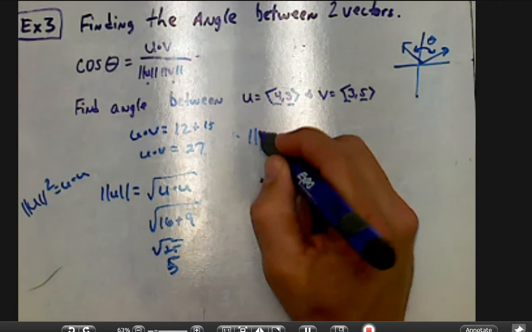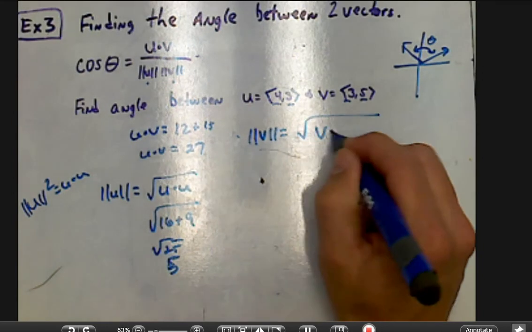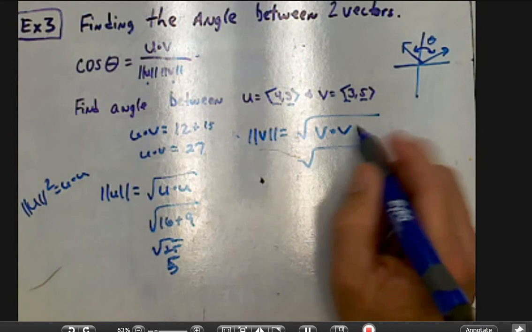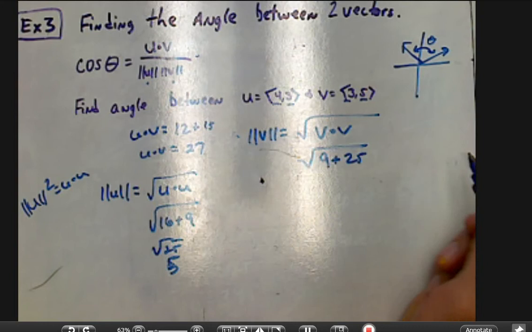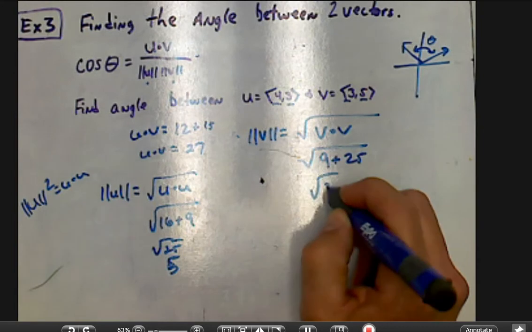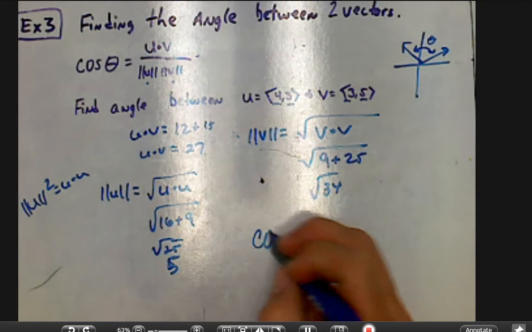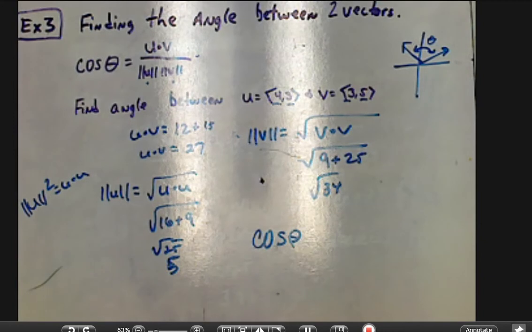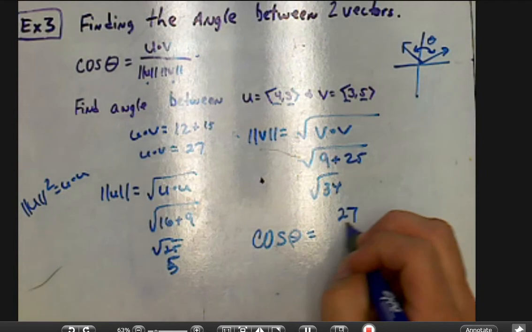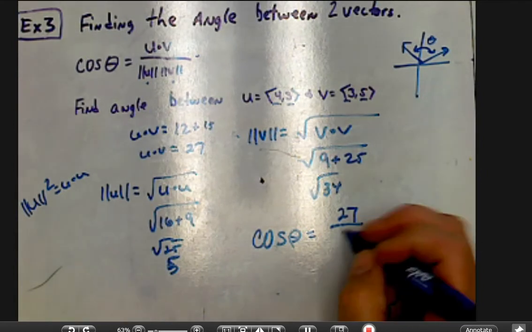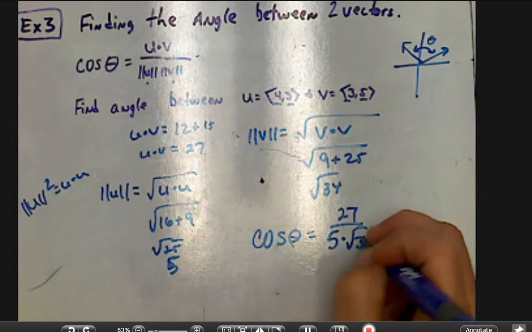We also have to find the magnitude of v, which is going to be the square root of v dot v. So that'll be 3 times 3, which is 9, plus 5 times 5, which is 25, for the square root of 34. So what we have so far is, according to my formula, the cosine of theta equals u dot v, 27, over the magnitude of u times the magnitude of v.